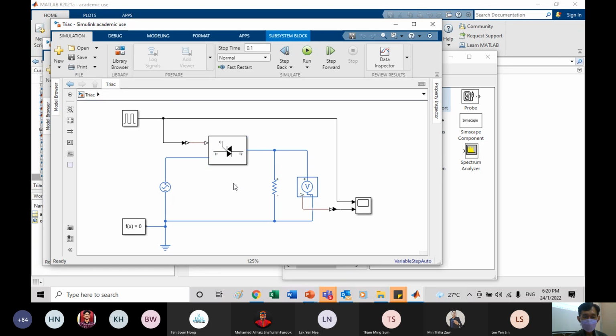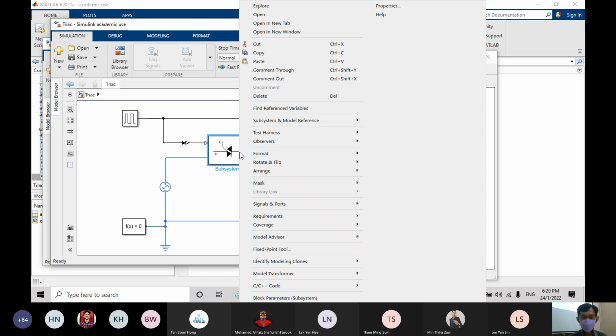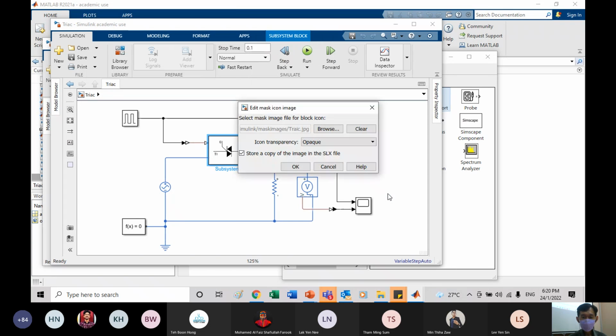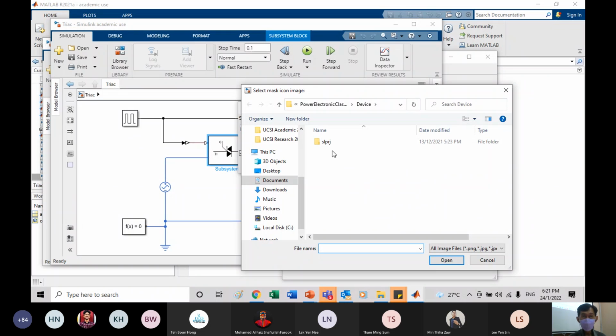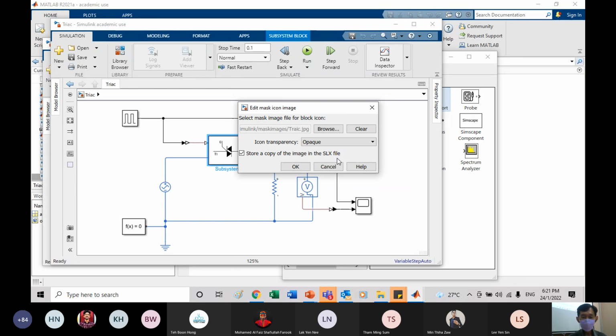Then after that, you will need to add a symbol, right? Okay, so this one you need to find your own image. Right click, mask, edit icon, image. So I already have an image called TRIAC JPEG. Okay, so you can browse your TRIAC. Any small picture that will represent this. Okay, so then you click OK.